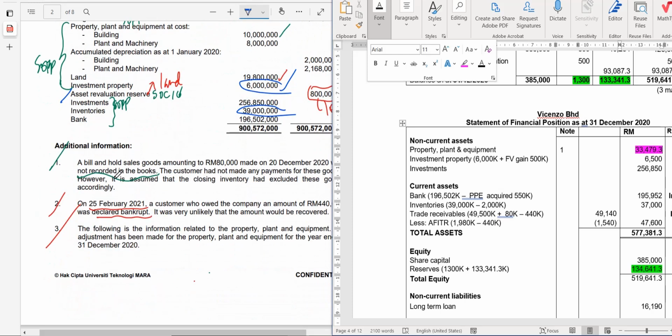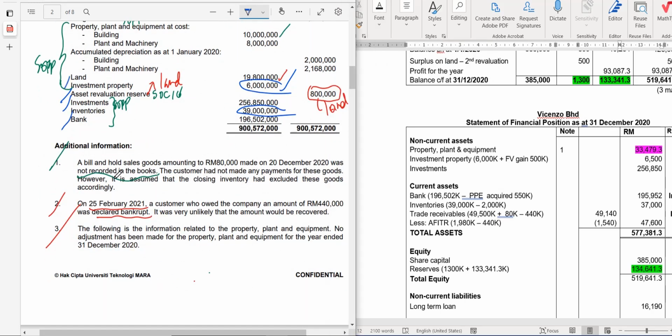And make sure that all items have been included. We have done that all. Make sure you check each of this item correctly.